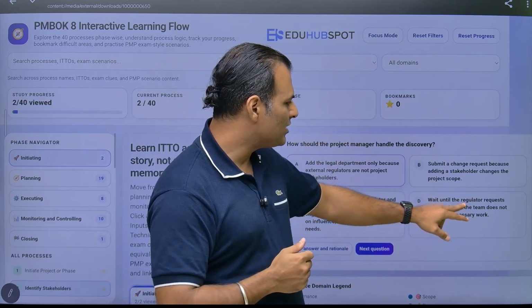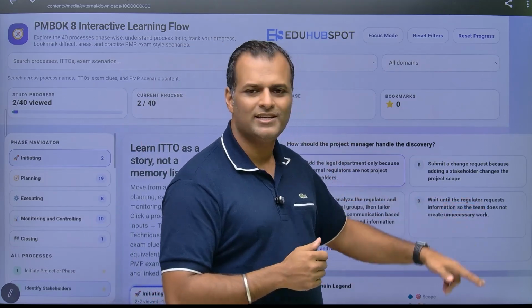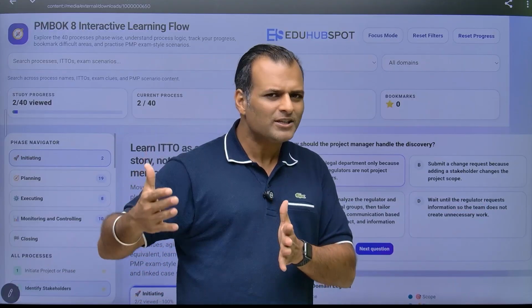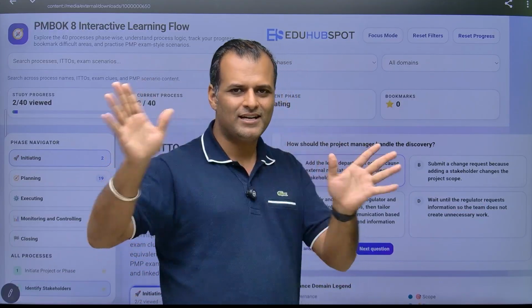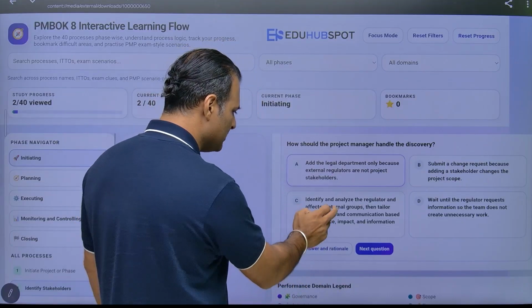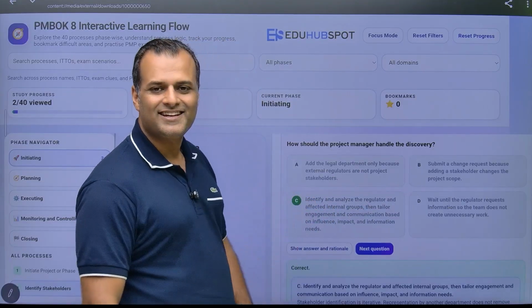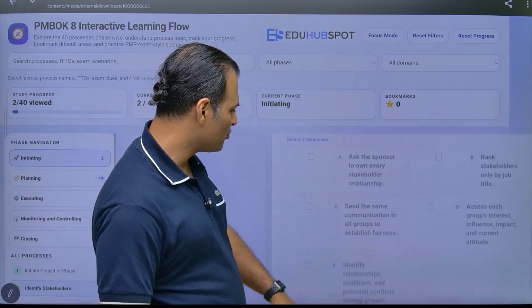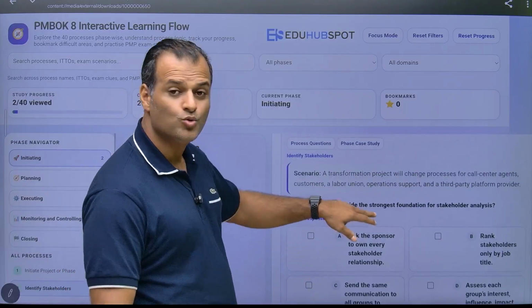D, wait until the regulator requests information so the team does not create unnecessary work. So something has been identified and you want to wait. Nah. As a project manager, you have to immediately take the decision. So I'll go with C, and C is the correct choice. Good job. Once again, there is one more question as well, and this is a two answer choices question.